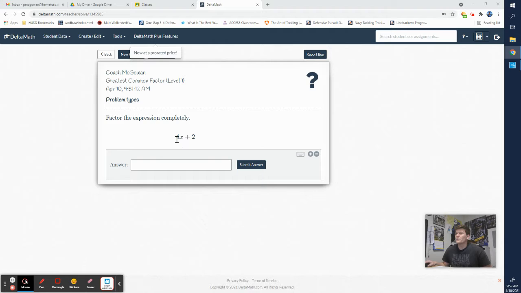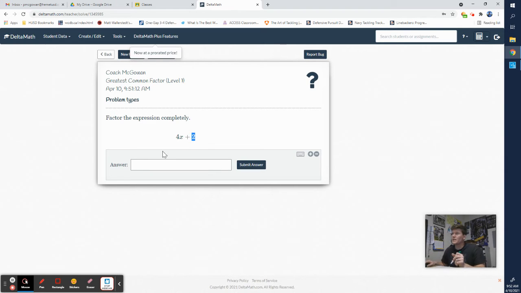Now to do that, we're going to look at each piece of our polynomials, find what they have in common, take that out, leave the rest inside parentheses. So if I'm looking at this example here, I have 4x plus 2. Let me write that down, 4x plus 2. I want to break this down into its prime pieces. The nice thing is 2 is already prime, so 2 is already broken down.